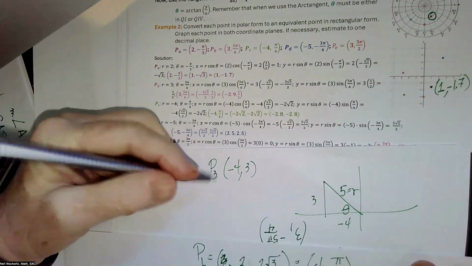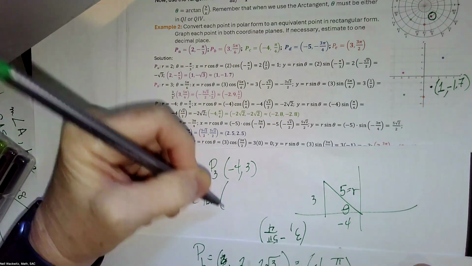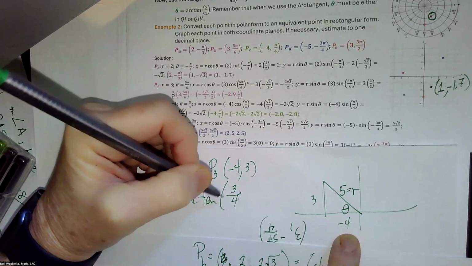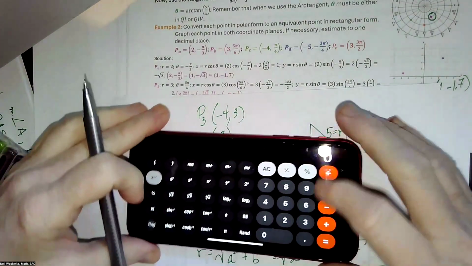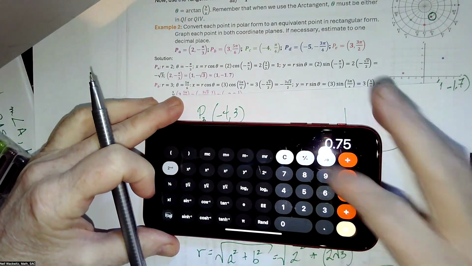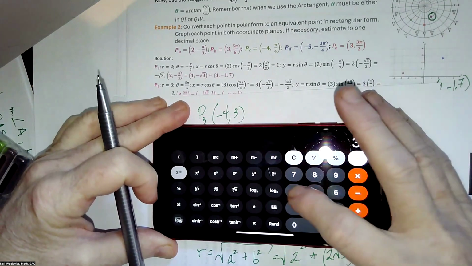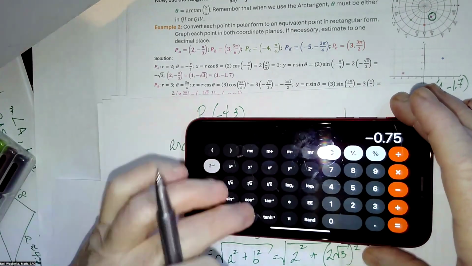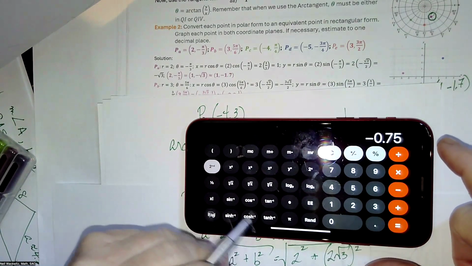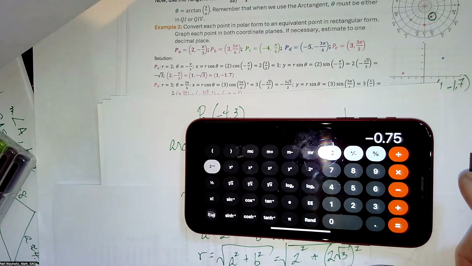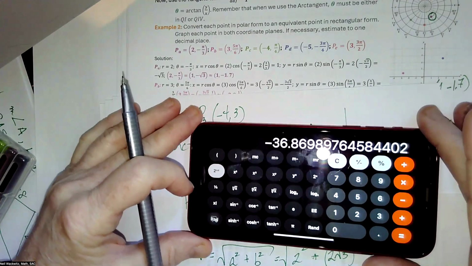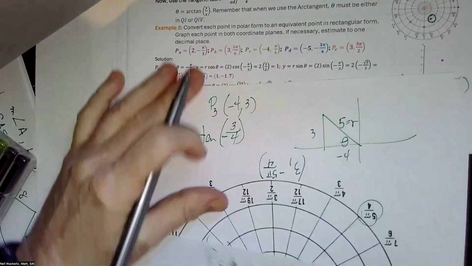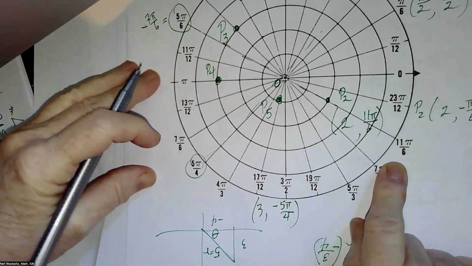To find theta, we want to find the arctan of 3 over, let's put the negative out front, negative 3 over 4. Three divided by four, negative. And when we find the arctangent of a negative value, we are always going to land in quadrant 4. So in degrees, it's negative 36.9. But negative 36.9, that's close to negative 30, which is 11 pi over 6.